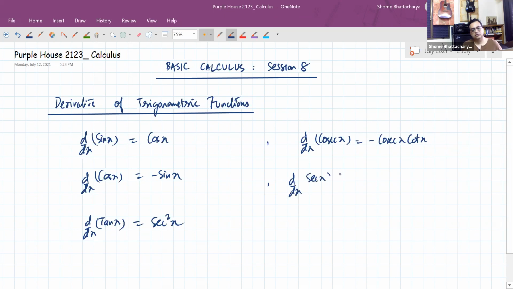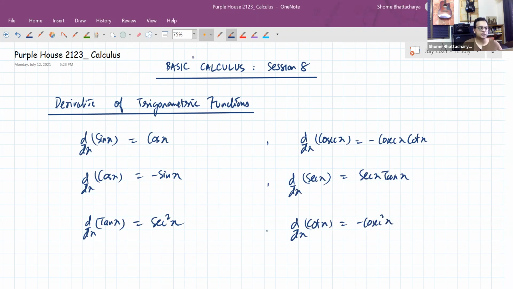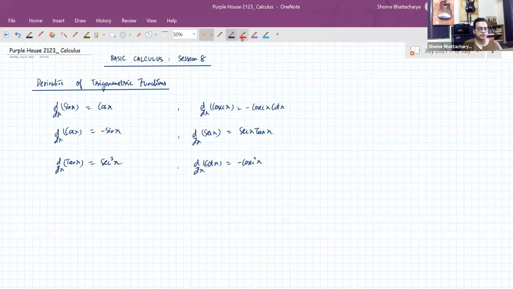The derivative of sec x is sec x tan x. And finally, the derivative of cot x is minus cosec square x. So this formula table completes the list of derivatives of all 6 basic trigonometric functions. Now obviously for us in physics, the most commonly used functions are going to be sine and cos. So these are the formulas that we will need the most, but at the same time you should be knowing these other 4 formulas also.